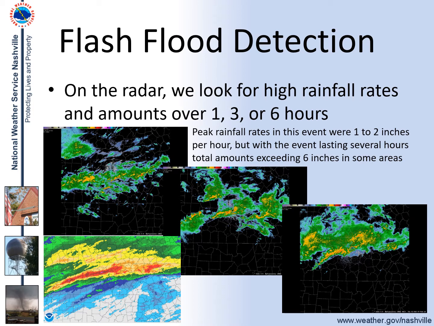The three radar images shown here each depict rainfall a few hours apart. And the total rainfall graphic here in the bottom left shows an area of 6 inches of rain that fell basically along the I-40 corridor from Jackson up through Nashville. And this event took a few hours to develop, over 6 hours. Other events occur more quickly, often within 1 to 3 hours. So when we are monitoring for the potential for flash flooding, it's important to look at different time frames.